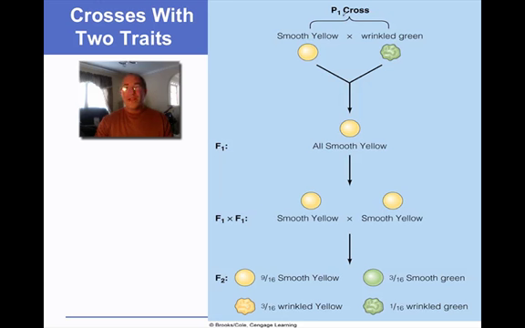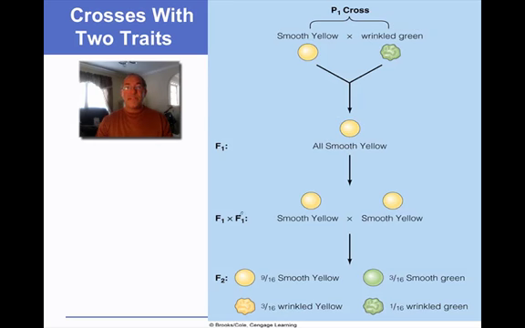Same thing again, we have a parental cross, and these again, of course, are pure breeding. So a smooth yellow seeded plant, if self-crossed, will produce all smooth yellow seeds. And a wrinkled green seeded plant, when self-crossed, will always produce wrinkled green seeds. So this is the parental cross. We cross this one with the other, and we get the F1 generation. And what we find here is that the entire F1 is smooth and yellow.